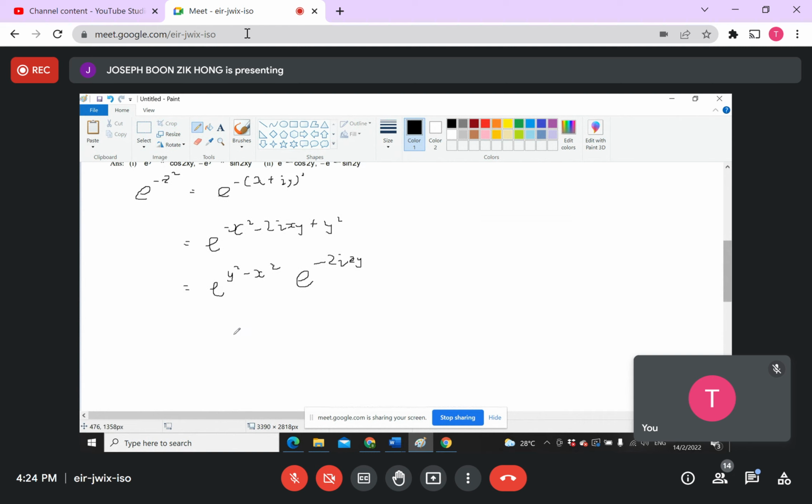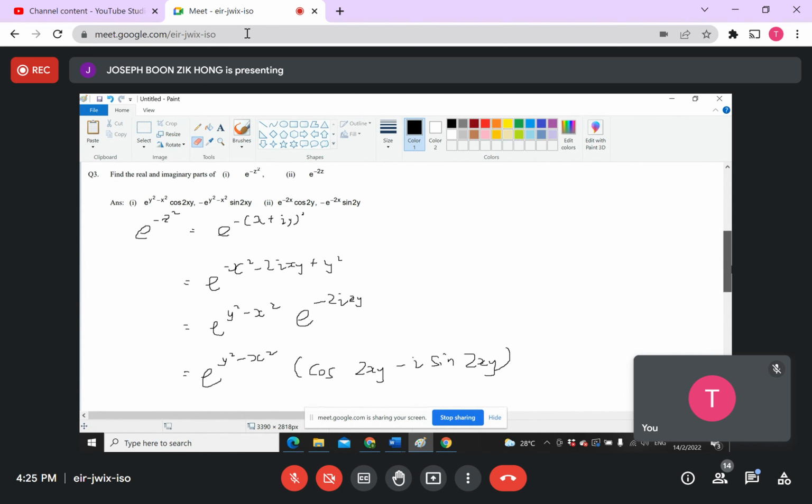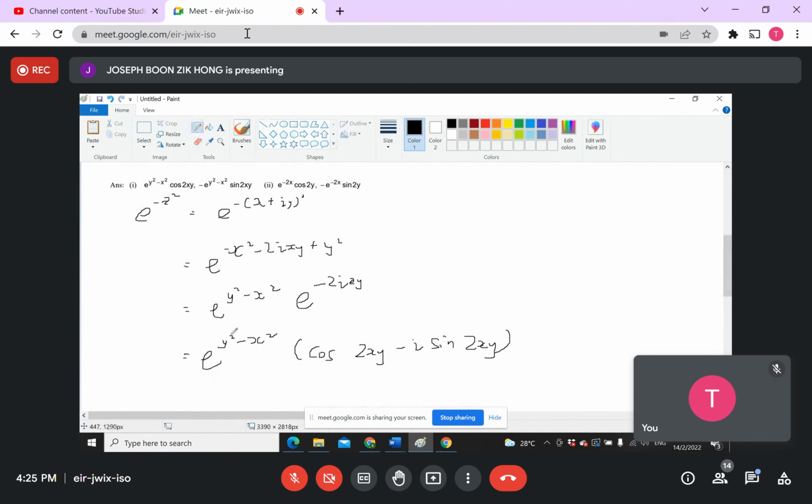Okay, so that means I will have e^(y squared minus x squared), and then this part will become cos of negative 2xy, and then minus minus, so minus of negative i sin 2xy. But because it's cos, no matter whether positive or negative, it's still positive. So this one will be, but why is the answer different? I don't know. Let me check.